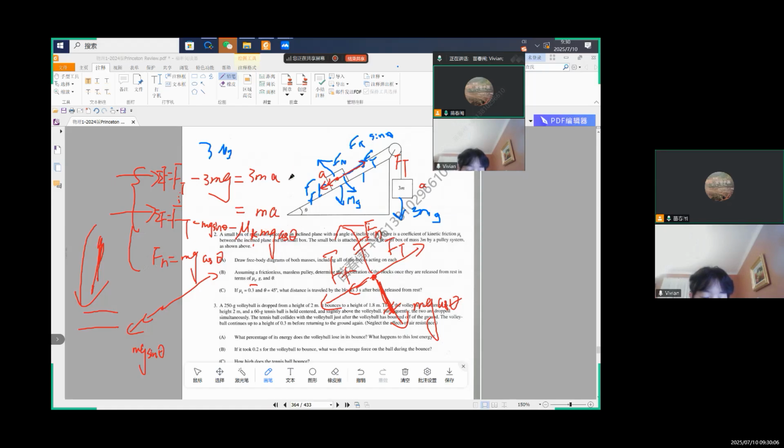And these two will form a system of equations that I can resolve, so that I can totally get rid of F tension, right? Well, let me think. I can subtract that, I guess.